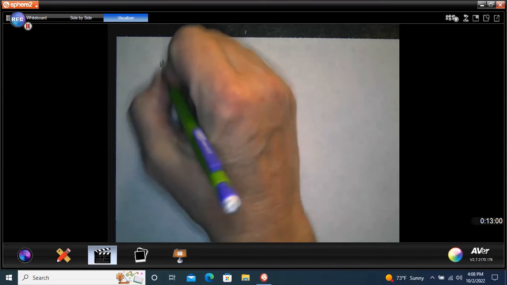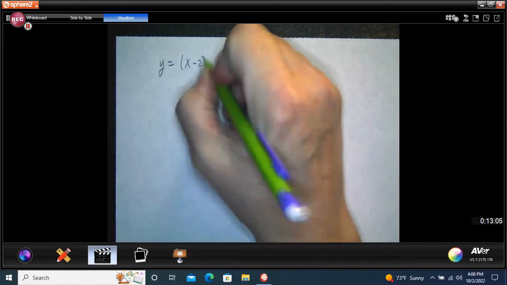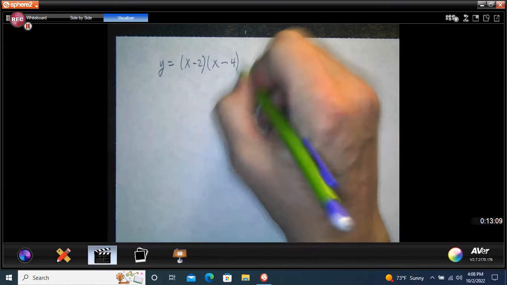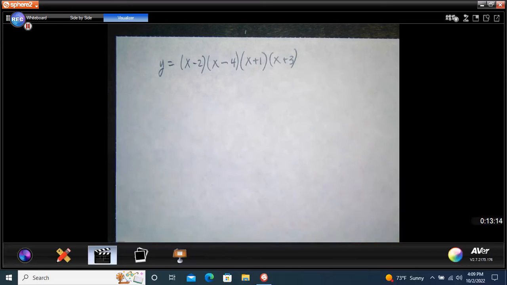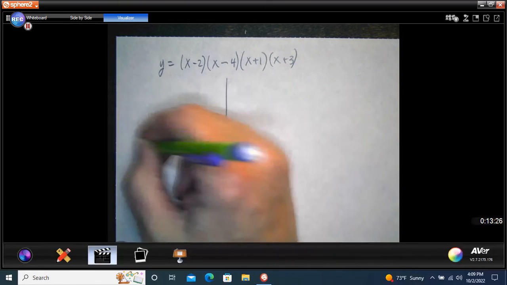And so we might have something like y equals x minus 2 times x minus 4 times x plus 1 times x plus 3. Okay, 4 factors. Fundamental theorem of algebra, if it's a quartic, there's going to be 4 zeros, 4 answers, 4 roots, 4 whatever you want to call them.